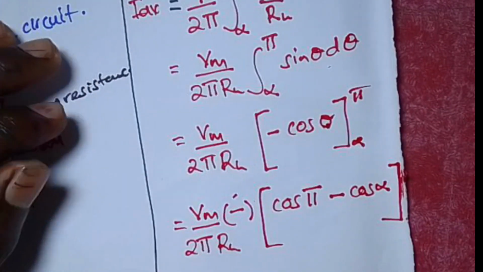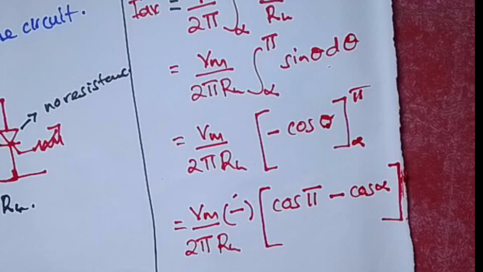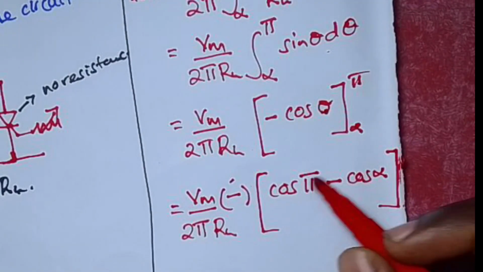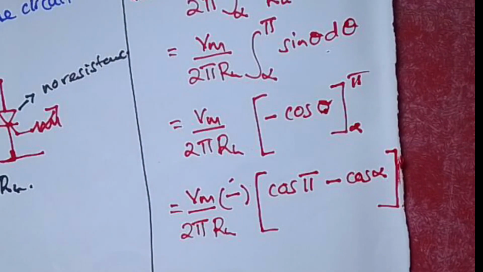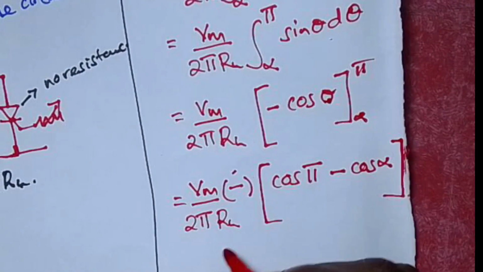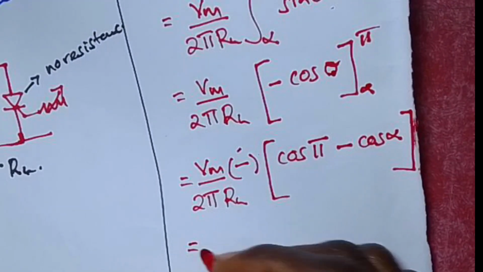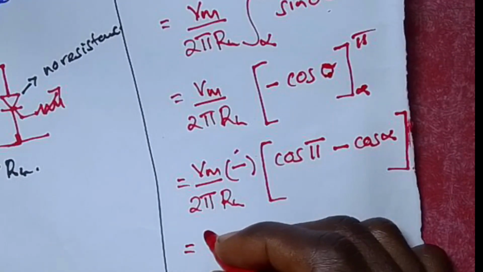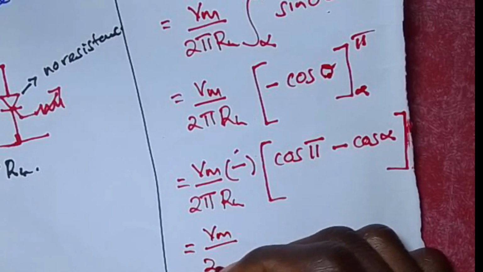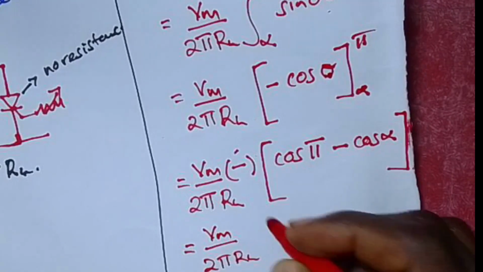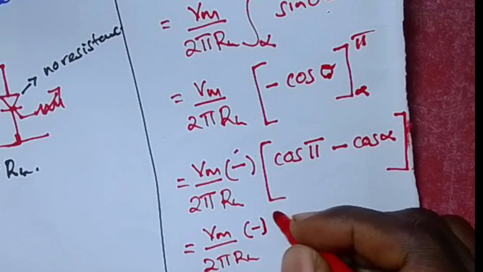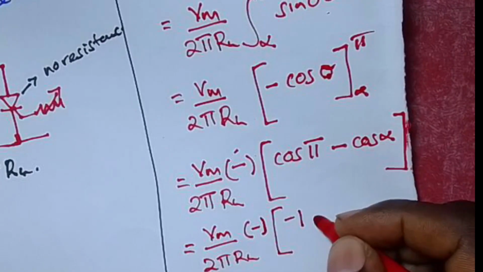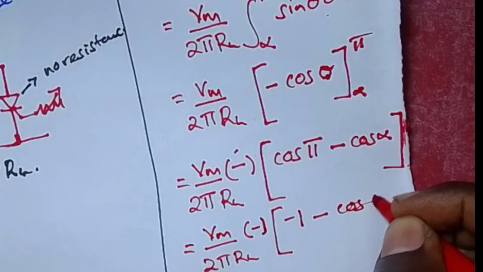Is that okay? So at that point, when you simplify, realize that cos pi is what? Cos of 180 is a negative 1. So this is going to give us a negative 1. And at the end of the day, I'll have that this is going to be equal to Vm over 2 pi RL. Now this negative here, I'll remain with a negative 1 minus cos alpha.